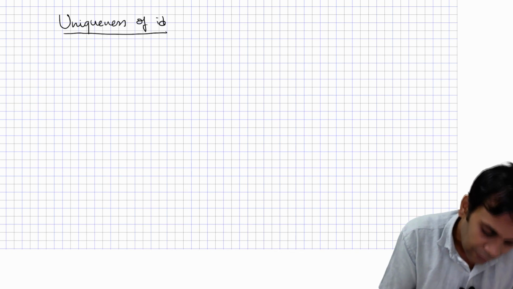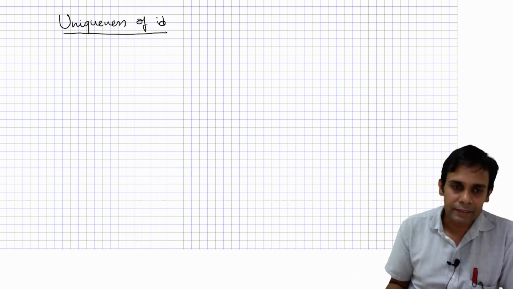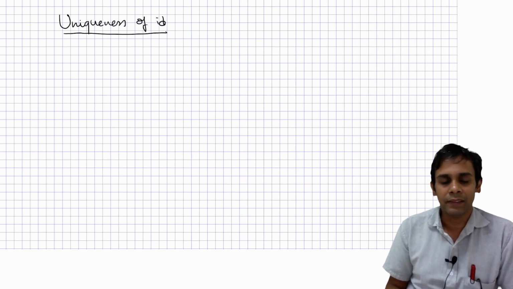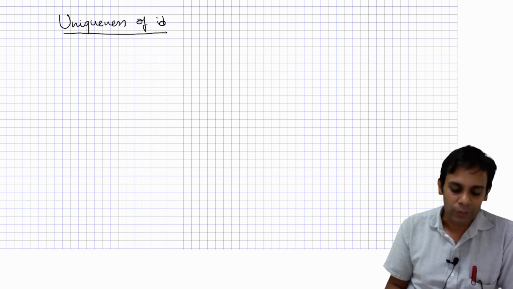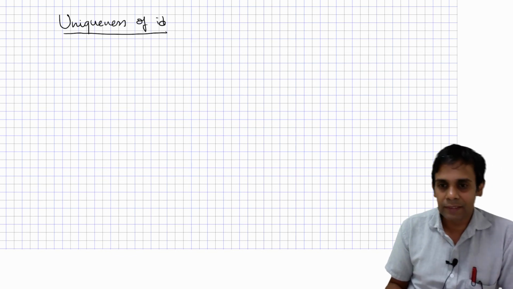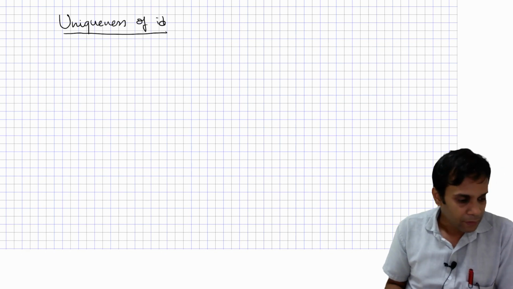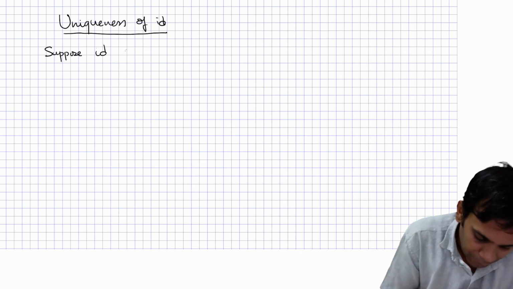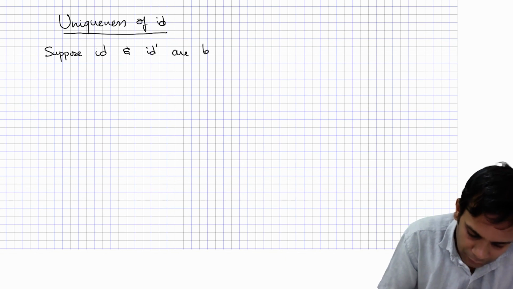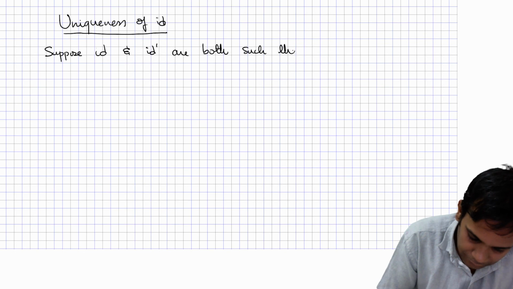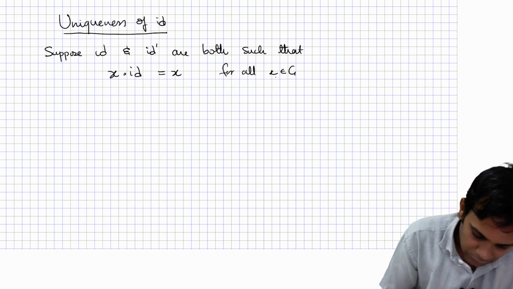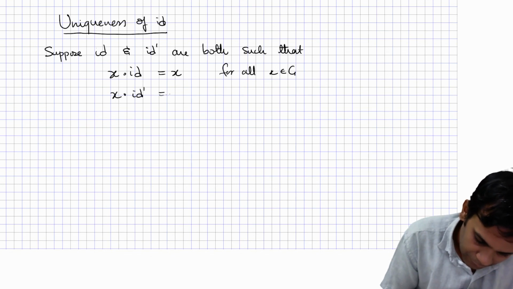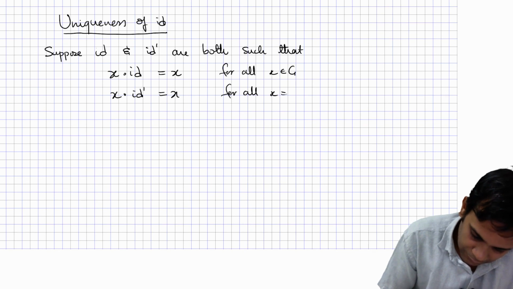In the axioms, we just said that there exists an element identity of G which has the property that x times identity is equal to identity times x is equal to x for all x in G. But what I want to say is that there is exactly one such element. So suppose identity and identity prime are both such that x dot identity is x for all x in G, and x dot identity prime is x for all x in G.